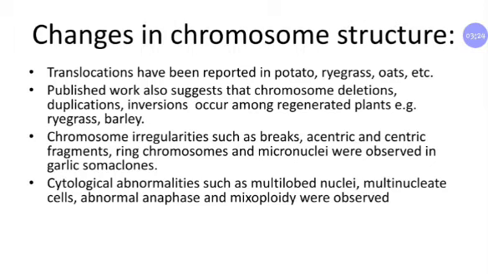Cytological abnormalities include multi-lobed nuclei, multinucleate cells, abnormal anaphase, and mixoploidy. Mixoploidy is where two cell lines occur, that is one diploid and one polyploid, which coexist within the same organism.